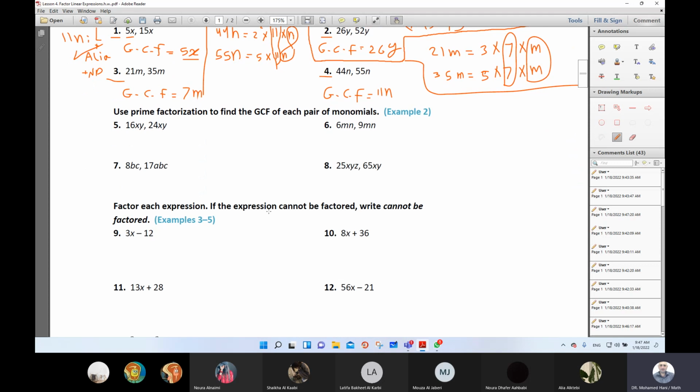The second example: use prime factorization to find the GCF of each pair of monomials. We have number 5. Please, I want all of you to write this exercise, then try to find the GCF for the two monomials here. Then tell me your answer.